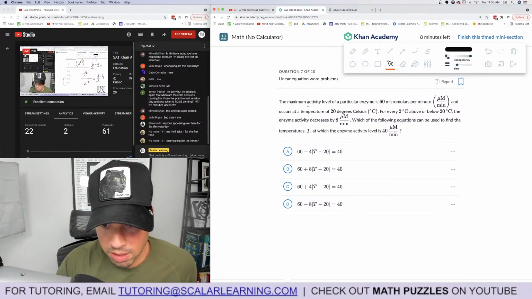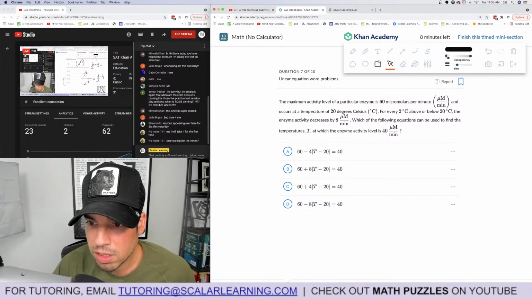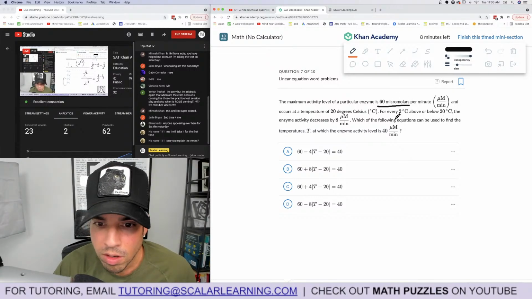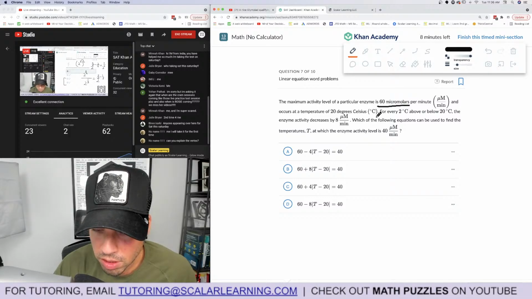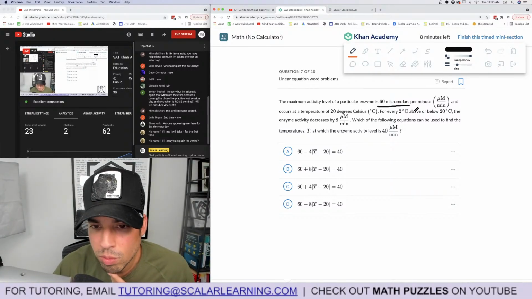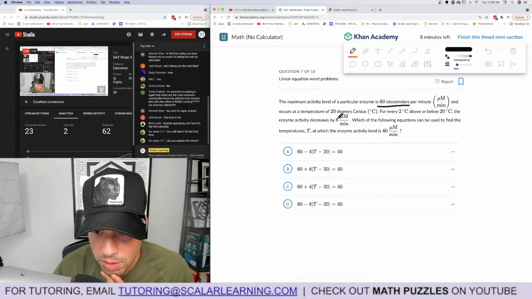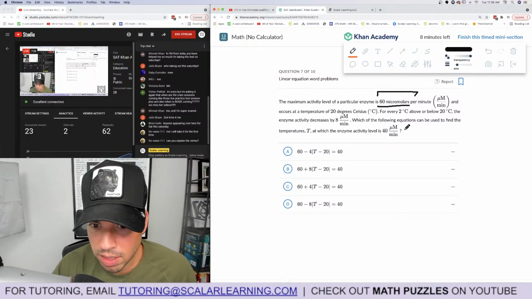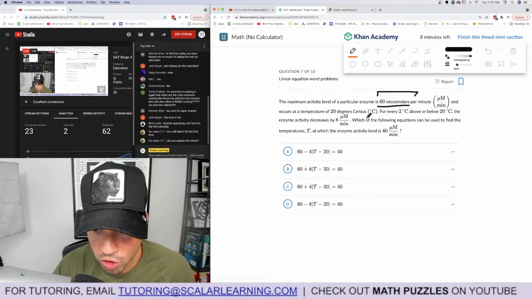The maximum activity level of a particular enzyme is 60 micromolars per minute and occurs at a temperature of 20 degrees Celsius. Hold on. Maximum activity level of a particular enzyme. Oh boy, this is a little tricky. Occurs at a temperature of 20 degrees. Hold on. Maximum activity level. Okay, is 60 and occurs at a temperature of 20 degrees. Hold on, just trying to get my head around this.